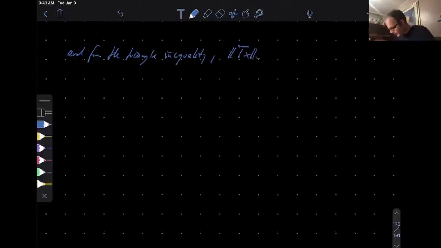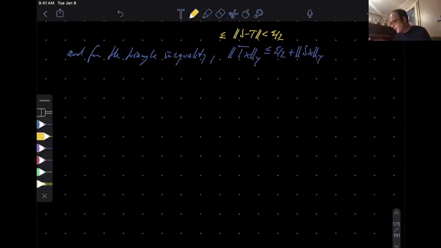I claim the norm of Tx minus y is at most epsilon over 2 plus the norm of Sx minus y. Why is this? Well, because of the density. So we have this, and this holds for any x in the unit ball B10, right? So that's why you have a lower bound in the form of the norm of S minus T applied to x. This would be in Y space. This lower bound is true for all x here in the unit ball.